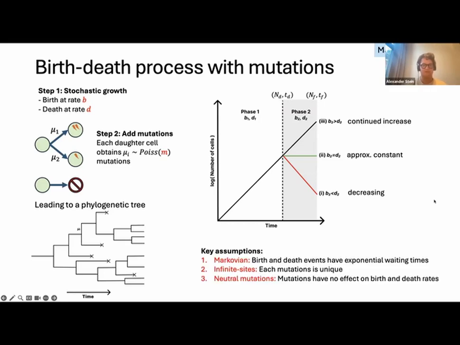In this model, we have three key assumptions. First, we assume that birth and death rates have an exponential waiting time, such that we have a Markovian property, which makes the math a bit easier. Second, we assume each mutation to be unique, which is usually referred to as the infinite sites or infinite alleles model. And we assume that mutations have no effect on birth and death rates, and in this sense, consider neutral mutations.